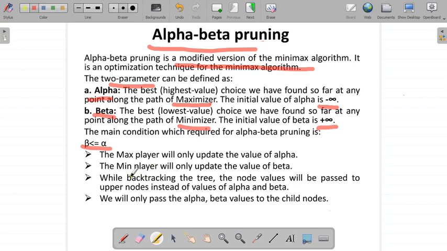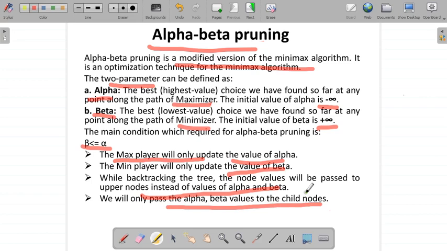While we are doing the alpha beta pruning, we should remember four things. The max player will only update the value for alpha. The min player will only update the value for beta. While backtracking the tree, the node values will be passed to the upper nodes instead of values of alpha and beta. Next one is we will only pass the alpha beta values to the child nodes.